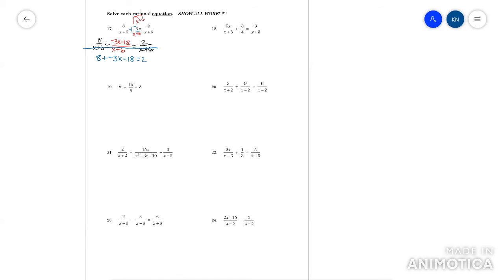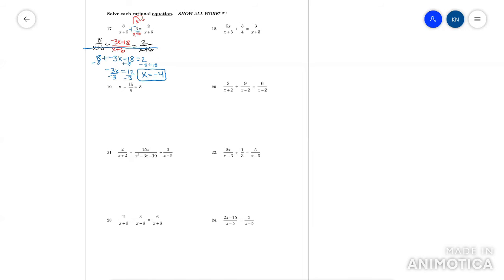So now it's just a simple 2-step algebra 1 equation. Get your x's on one side, numbers on the other. So I'd be minusing 8, adding 18. So you're going to get negative 3x equals 12. And then you just divide by negative 3. X equals negative 4 would be my answer.